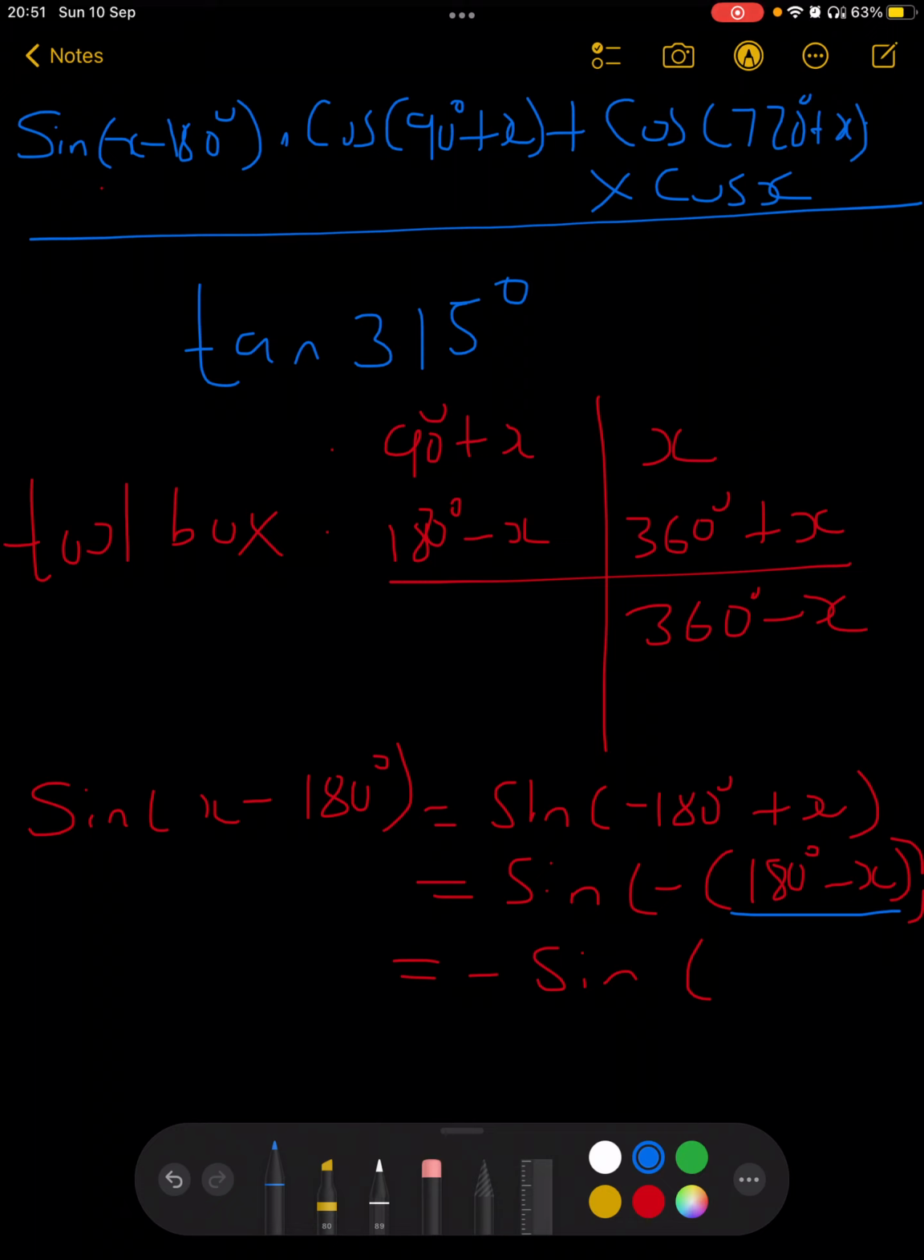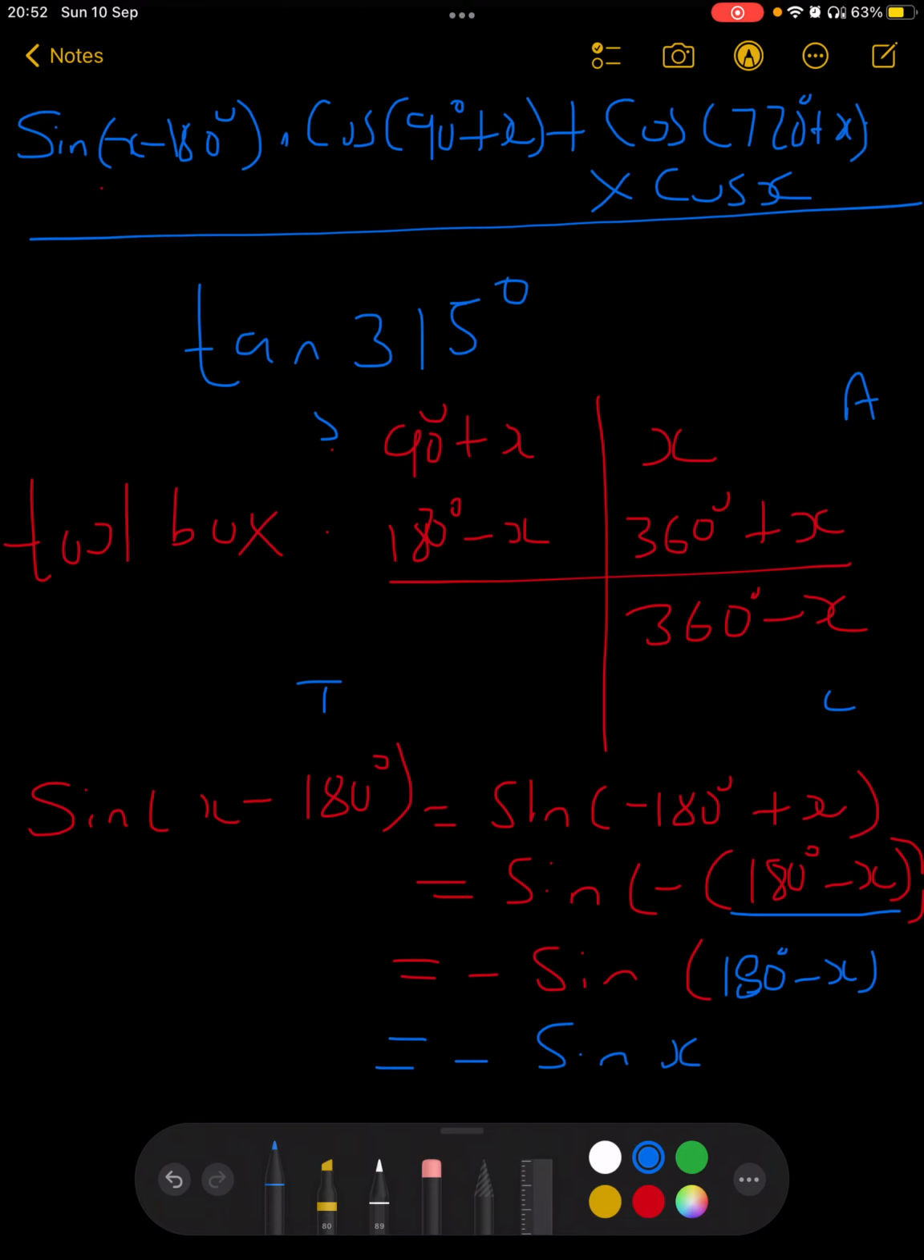Most of the learners will make a mistake there. So that's why we have a negative sine of 180 minus x. But 180 minus x belongs to sine because all students take coffee. So this is negative sine of x because in this quadrant sine is positive. So you already have your 1 mark from there.